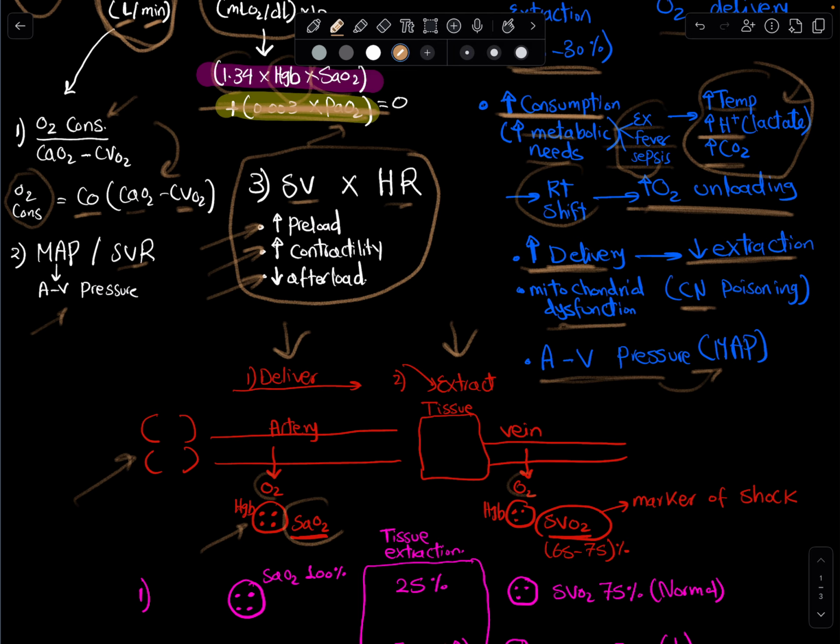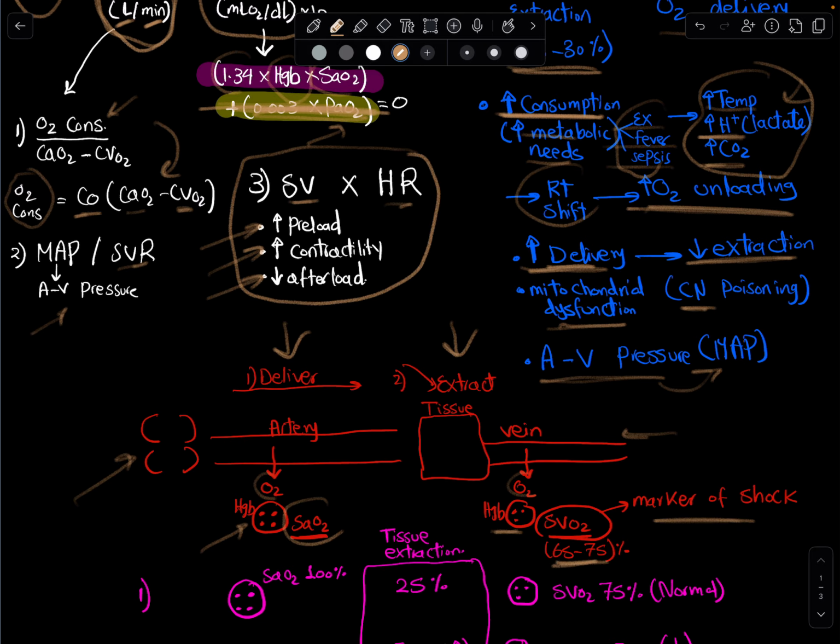On the other side, the vein here also has oxygen, less oxygen, yes, but it has oxygen, and this oxygen is bound to the hemoglobin again. To measure this saturation of oxygen in the vein, it will be the SvO2. And the SvO2 can be a marker of shock, which we'll talk about in a little bit. So the SvO2 normal range is usually between 65 to 75.